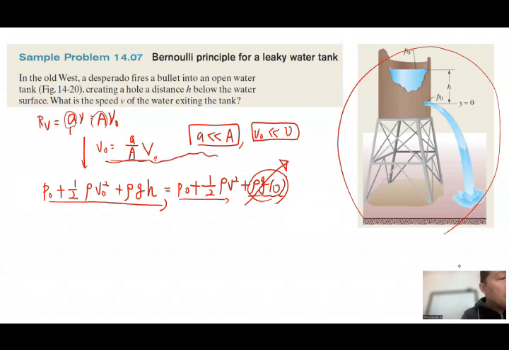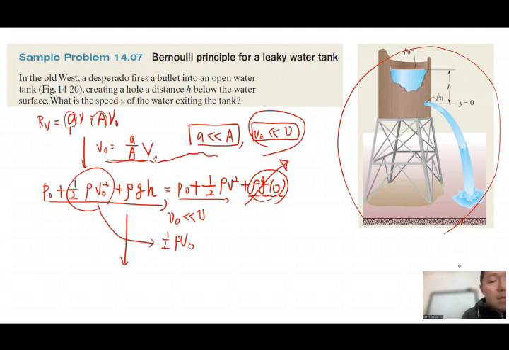Now, as I said, the velocity of the water at the top of the tank is much smaller than the velocity of the water out of this hole. So v naught is much smaller than v. Then this term, 1/2 rho v naught squared, is much smaller than 1/2 rho v squared, so you can ignore this term. Then you can simplify the equation to this form.